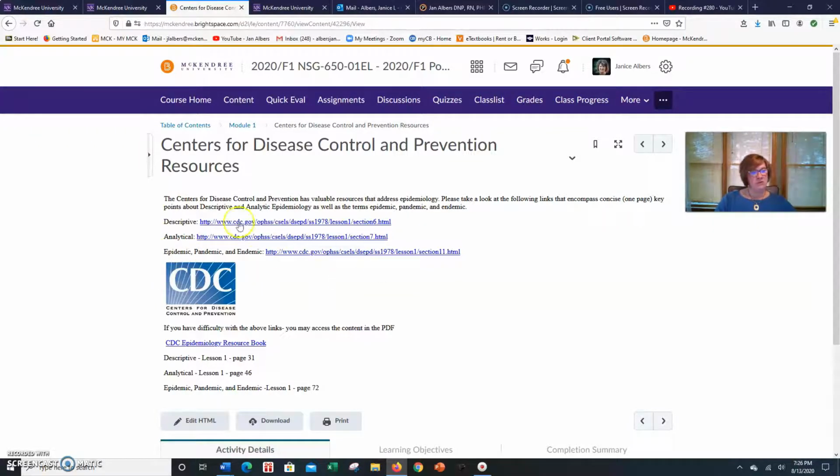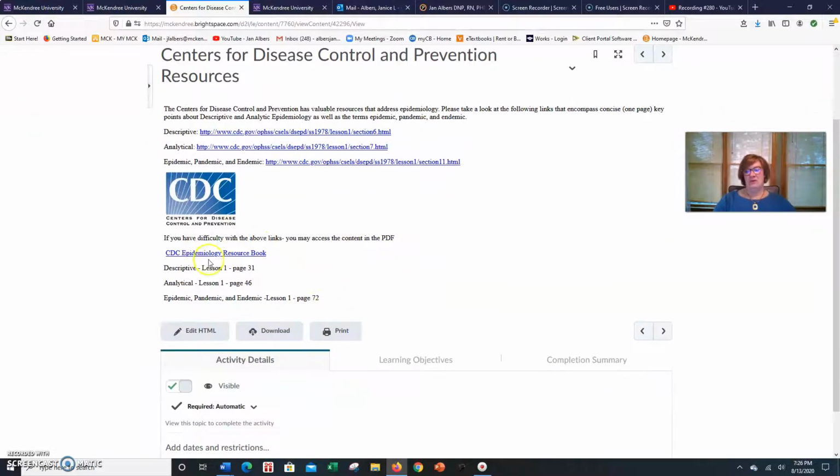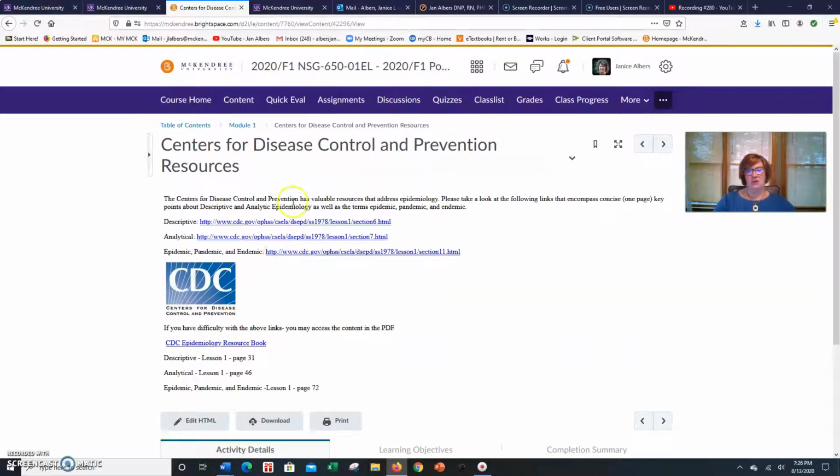So just remember that this is here within module number 1, and you'll have the module available to you throughout the course so that you can access this material, maybe to do assignments or to do future discussion boards as well. And know that there is a resource book also for you.